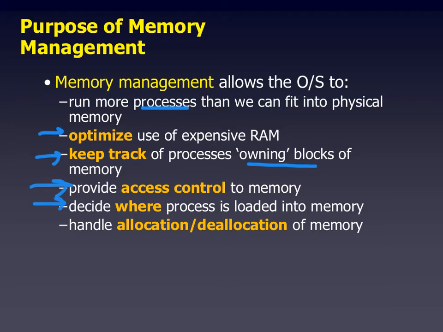It decides where the process loads into physical memory, and allocates and deallocates memory as the process needs it. For example, a database might need to put a huge amount of information, like an index, into memory. So it might request 2 gigabytes of memory in one go. The operating system will allocate that accordingly.